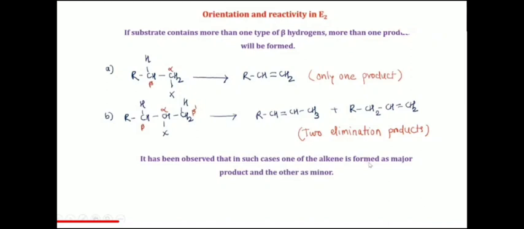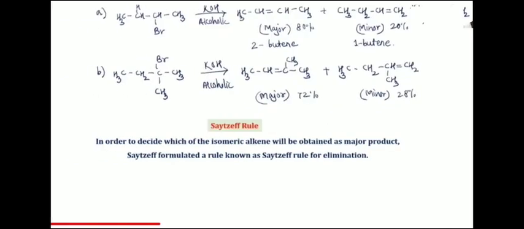It has been observed that in such cases one of the alkenes is formed as the major product and the other one as the minor product. Dehydrohalogenation often yields a mixture of isomeric alkenes. Let us consider the elimination reaction of 2-bromobutane in the presence of alcoholic KOH. We can get 2-butene as the major product.